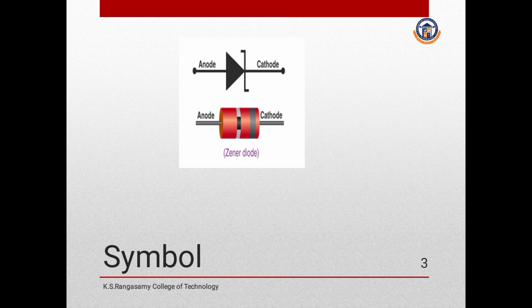So this is the symbolic representation of the Zener diode. It looks like a PN junction diode. In PN junction diode, a triangle shape and a single line will be there. Here a Z-shaped line will be there. So this indicates the Zener diode. Like the P-type material is the anode terminal, the N-type material is the cathode terminal. In the diagram below, there is a band near the cathode which indicates it is the cathode. With that terminal only, we can identify the anode and the cathode terminal of the diode.